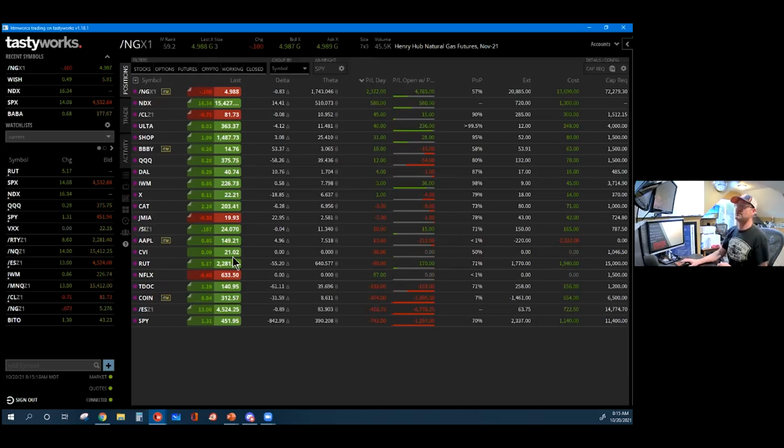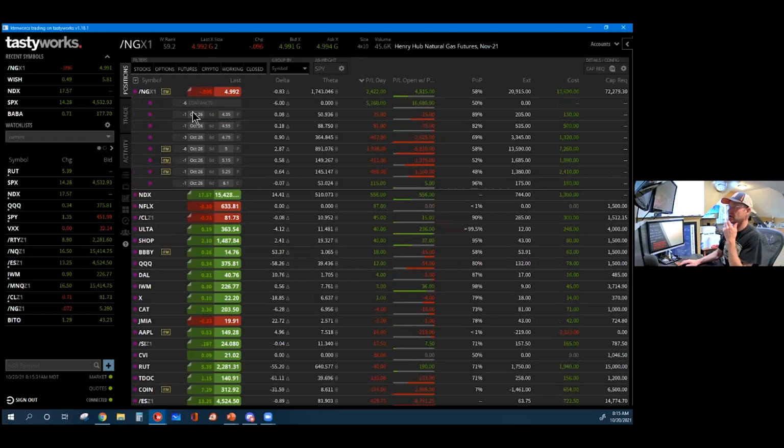We do have a new option expiration cycle in nat gas that is going to be coming up fairly soon, in about a week or so. You can see that my nat gas options here are going to expire in 6 days. So we may look at it as a group. Obviously, we're down around $5 for nat gas prices right now.